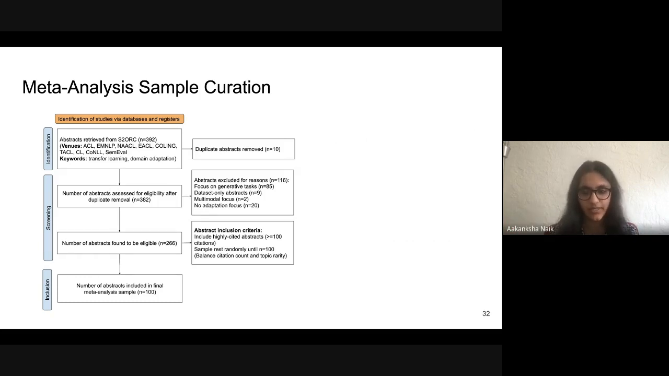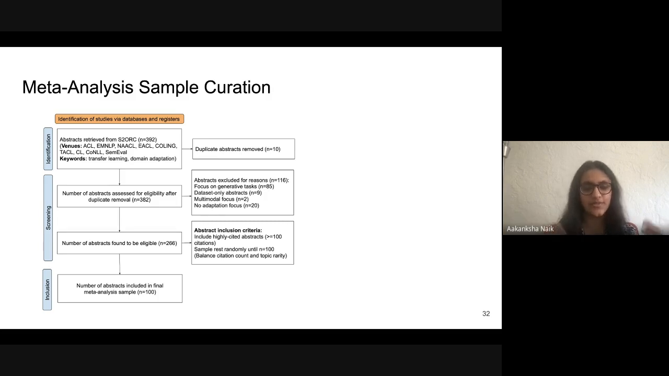And from the remaining set, we removed all the papers with no citations and sampled the rest randomly until we reached n equals 100. And the reason we did this kind of a two-step sample construction was because we wanted to balance between highly cited work and topic rarity.